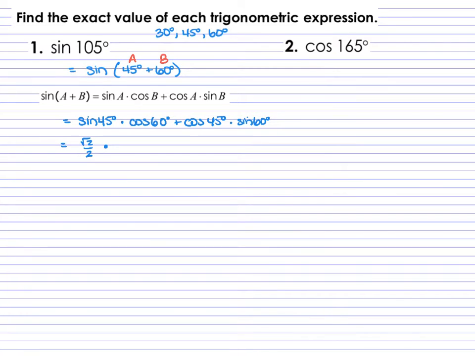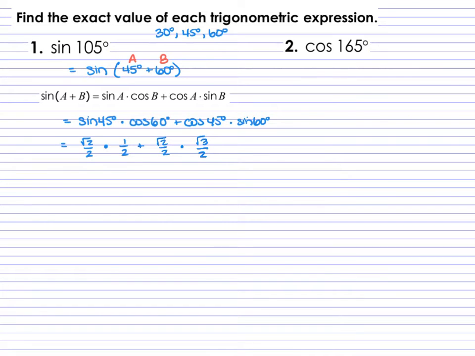So if you're using that left-hand trick, you're going to put down your index finger. The cosine of 60 is 1/2 plus the cosine of 45 degrees is also going to be the square root of 2 over 2. And then the sine of 60 degrees, the y value, is going to be the square root of 3 over 2. So now I just have to simplify.